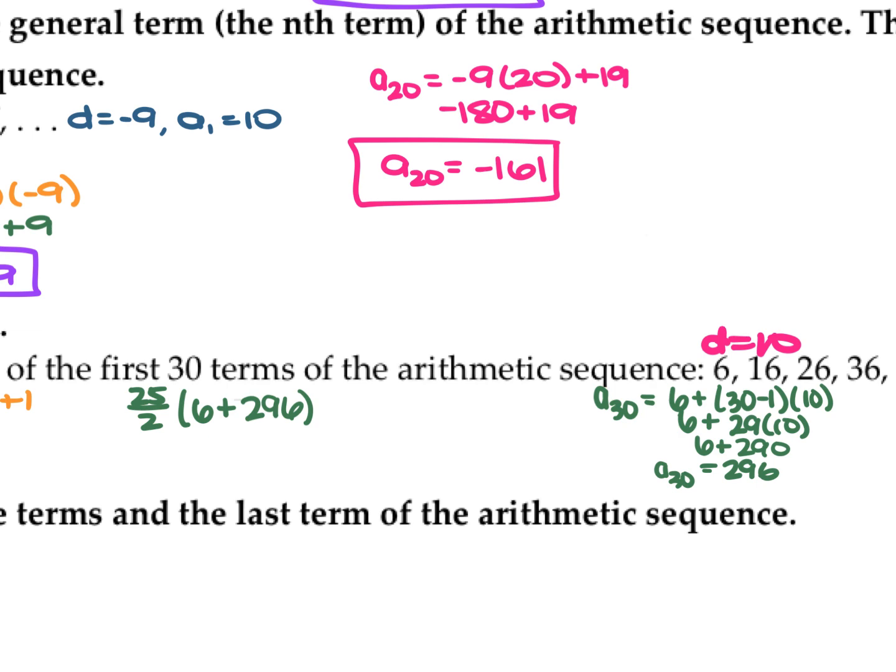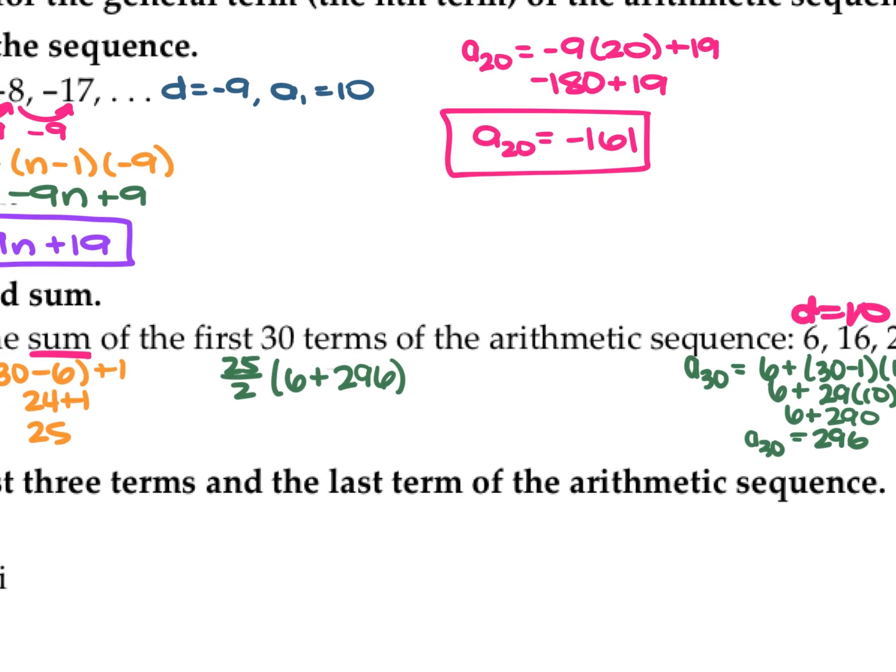So that's the 296 inside there. So from here, simplify. Your 6 plus 296 gives us what? 302. So multiply the 302 over 1 by 25 over 2. 2 goes into 302 how many times? 151. If you multiply the 151 by 25, you get 3,775.